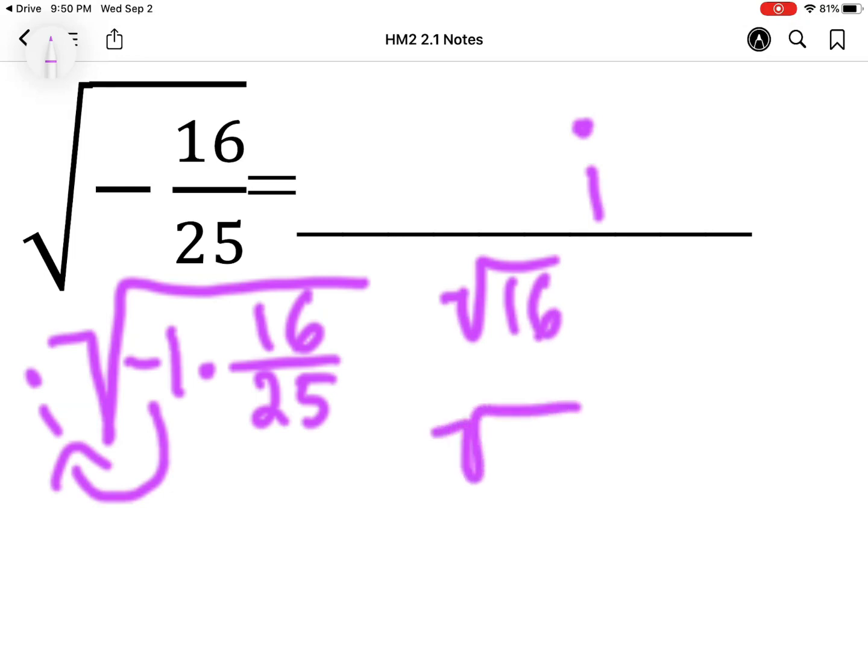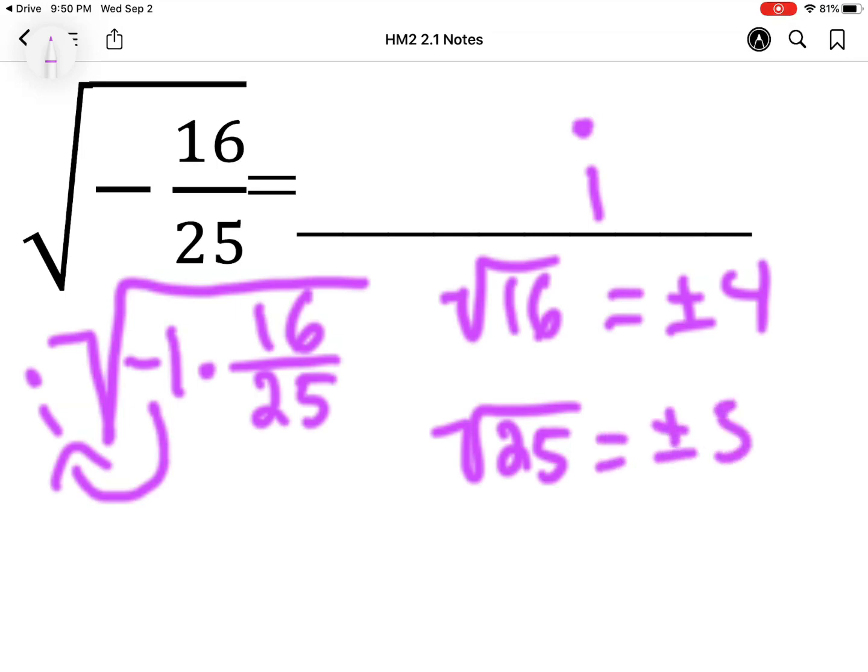Then I'm going to take the square root of 16 and the square root of 25. Well, the square root of 16 is a perfect square, so we have plus or minus 4. 25 is also a perfect square, so we have plus or minus 5. So that means we have our i on the outside, and we have our 4 over 5 plus or minus. And that is how you do the fractions.